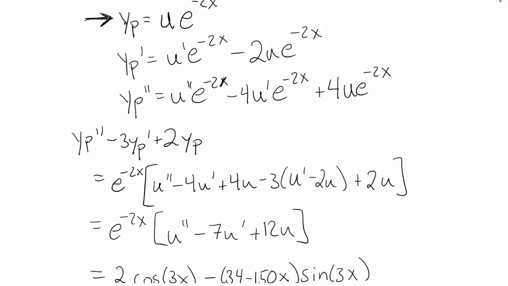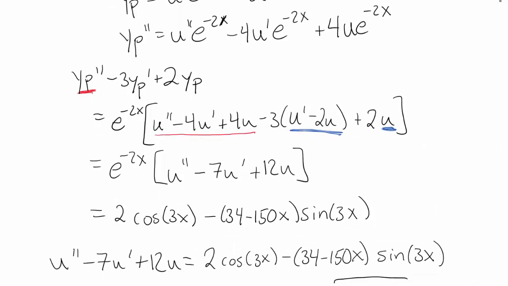If I plug it into the DE, that's the second derivative, minus 3 times the first derivative, plus 2 times the original. I'll factor out the e to the negative 2x out of everything, and then I will end up with the second derivative as u double prime minus 4u prime plus 4u, and the minus 3 times the derivative, which is u prime minus 2u, after I factor out the e to the negative 2x again, and then the last part, plus 2 times the only thing left after I factor out the e to the negative 2x from y sub p, which is just u.